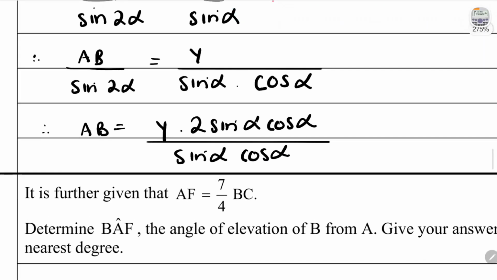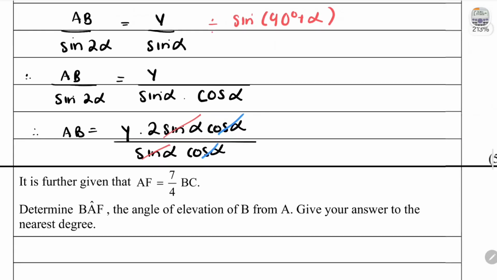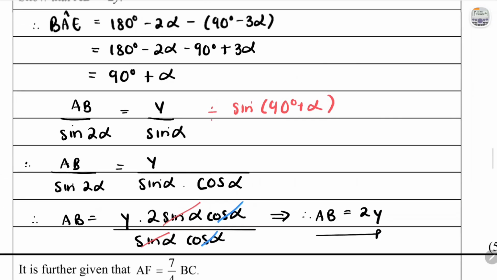And like that, what will happen is the sine alpha and sine alpha cancel, and the cos alpha and cos alpha cancel, and you're just left with 2 times y. So that is why AB is therefore equal to 2y. And that is our answer.